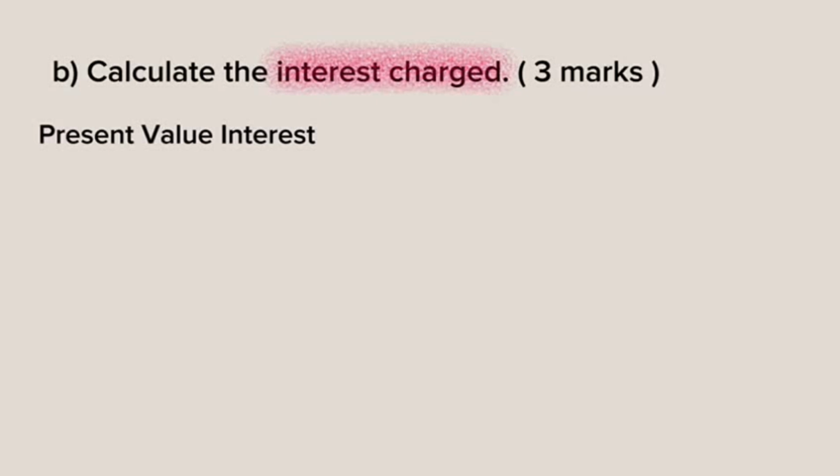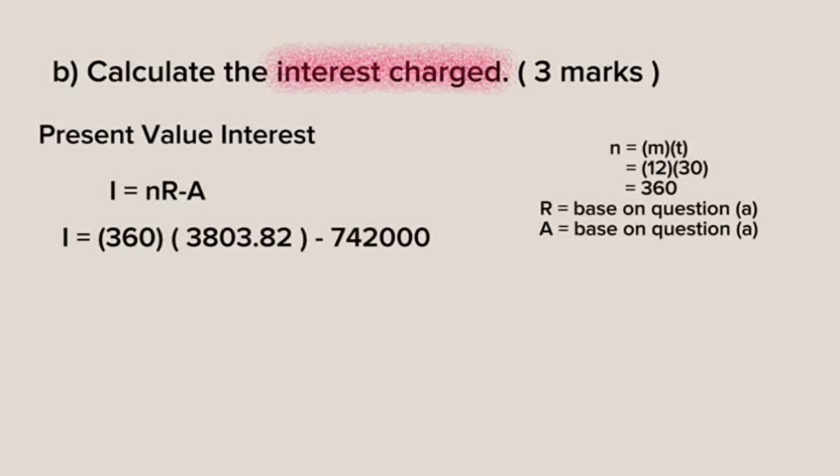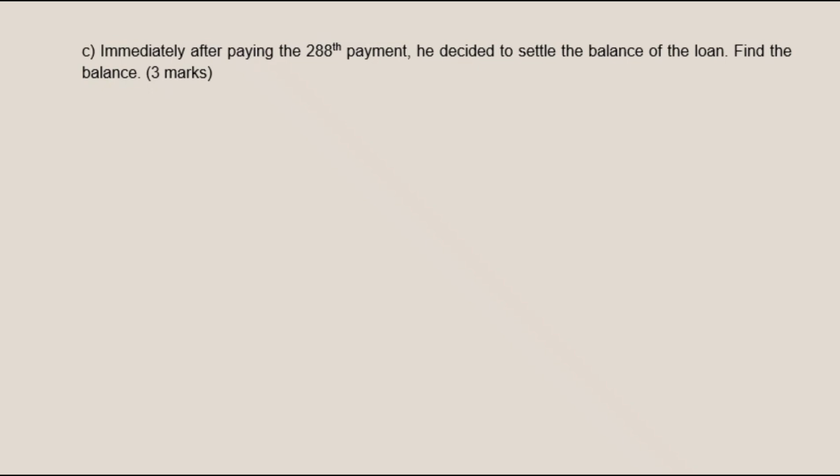So the formula is I equals n times R minus A. So to answer this question, just fill in the formula. But this question is related to question A. So if question A is wrong, then question B is also wrong. So the final answer for this question is 627,375.